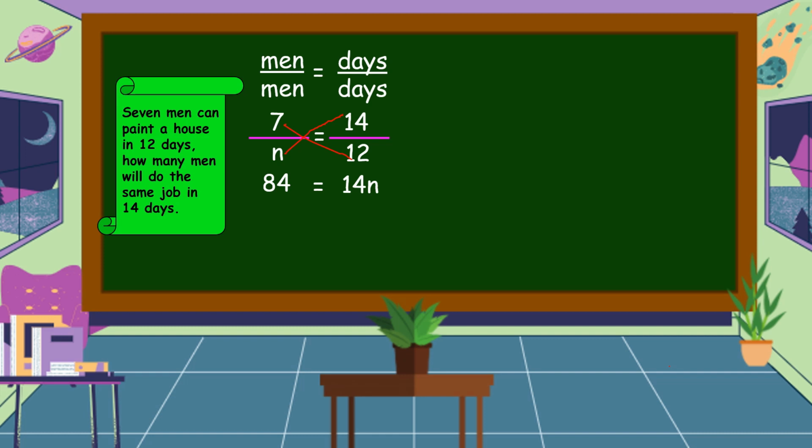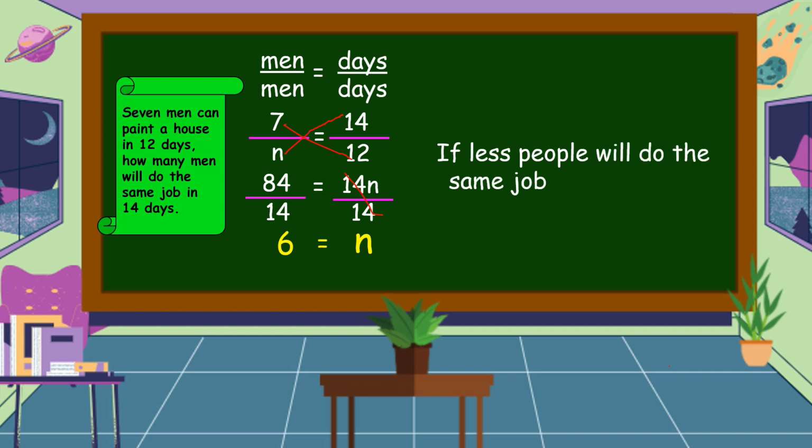Then we're going to find the value of n by dividing both sides of the equation by 14 to make the equation balance. So 14n divided by 14 is equal to n, and 84 divided by 14 is equal to 6. Therefore, there are 6 men who will do the same job in 14 days. If fewer people will do the same job, more time is needed to do it.